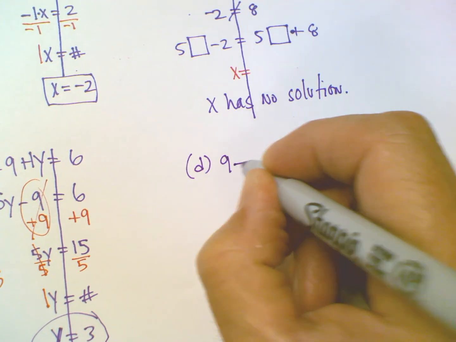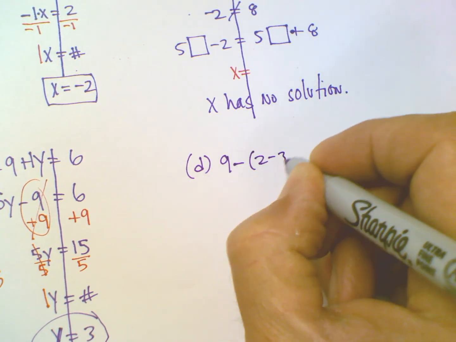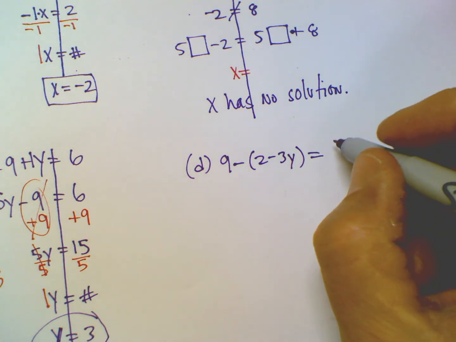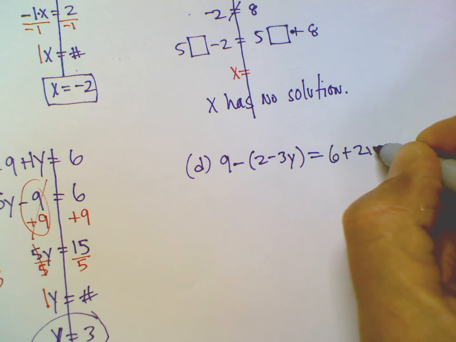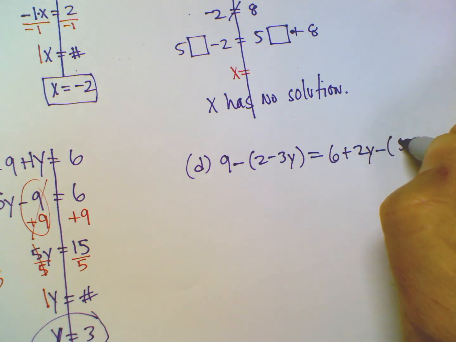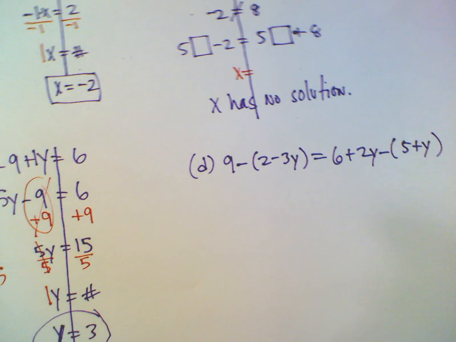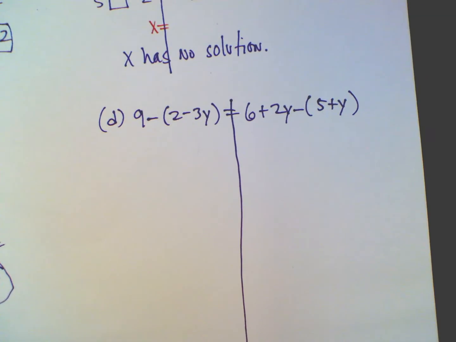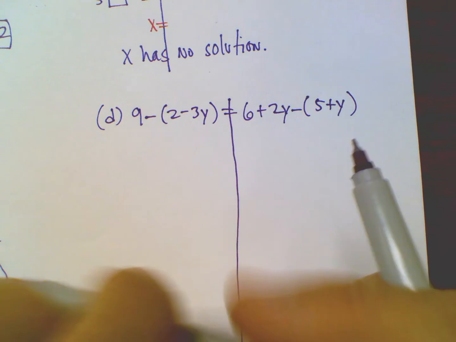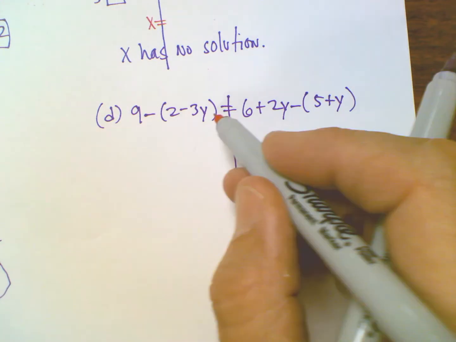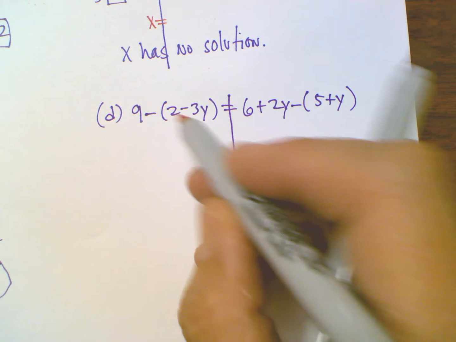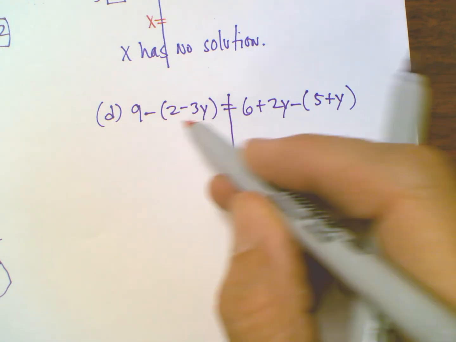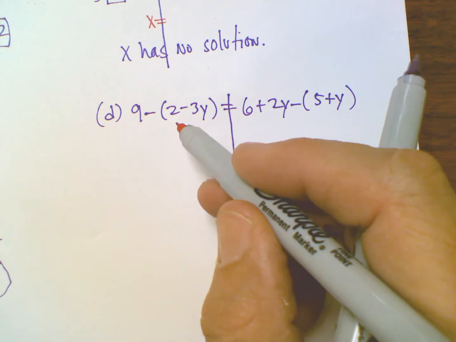D, we have 9 minus quantity 2 minus 3y. That's on one side of the equation. The other side is 6 plus 2y minus quantity 5 plus y. All right, so it looks like I've got some simplifying on each side to do first. So this side, we need to simplify, combine like terms. But before we do that, we have parentheses with a quantity expression inside, and I'm subtracting all of that.